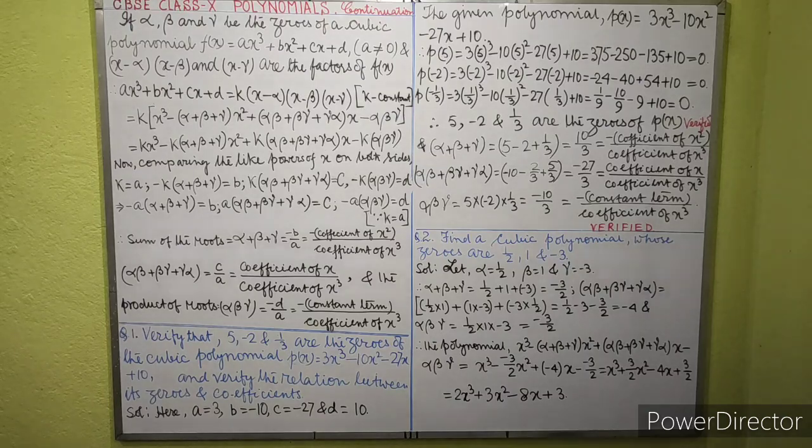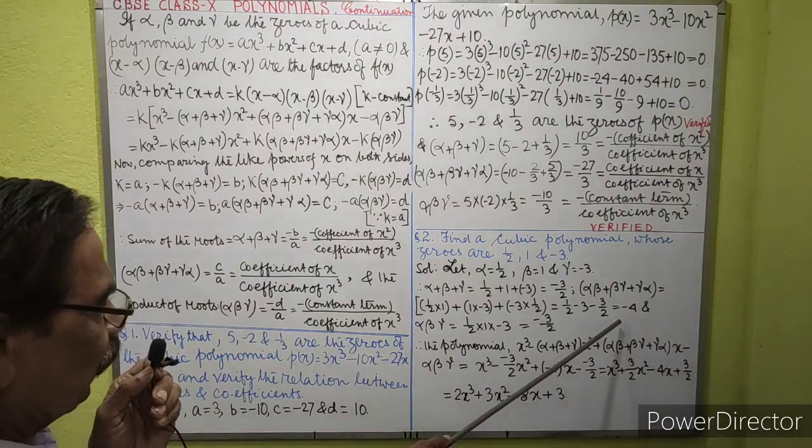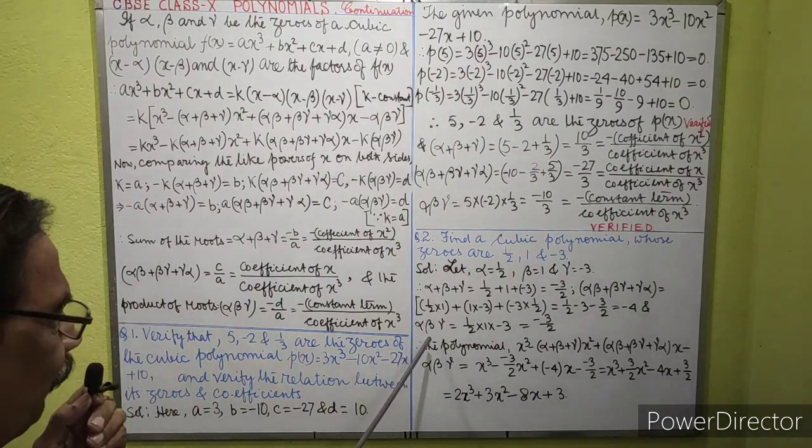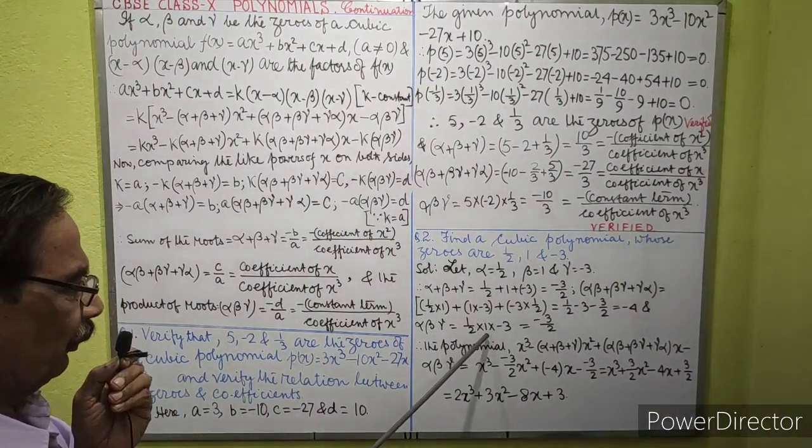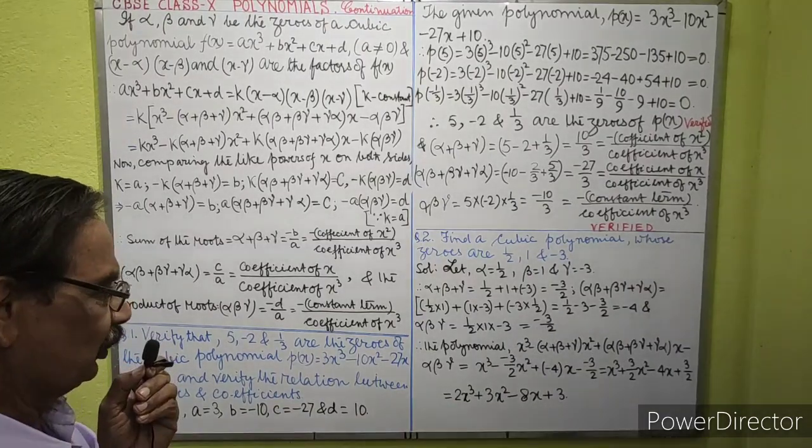All are verified. Now question number 2: find a cubic polynomial whose zeros are half, 1 and minus 3. Here alpha equal to half, beta equal to 1 and gamma equal to minus 3. Therefore alpha plus beta plus gamma equal to minus 3 by 2. Alpha beta plus beta gamma plus gamma alpha equal to minus 4, and alpha beta gamma equal to minus 3 by 2.